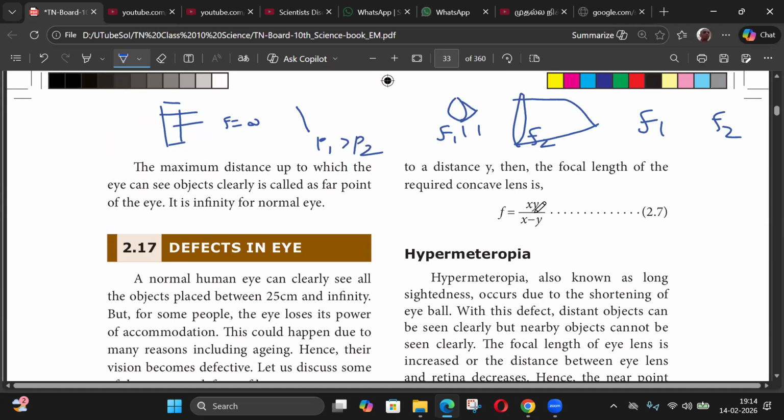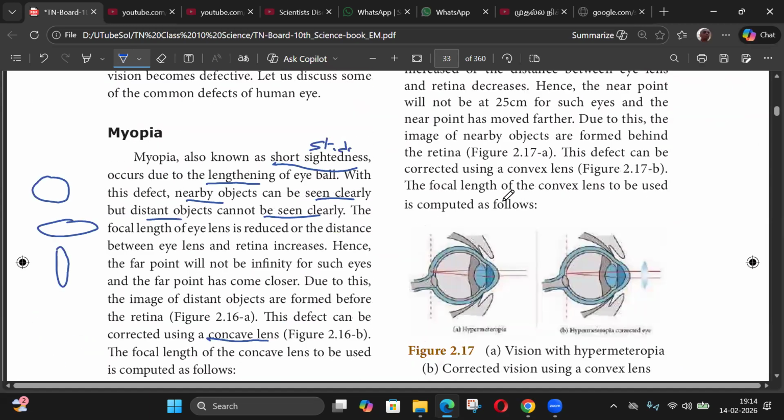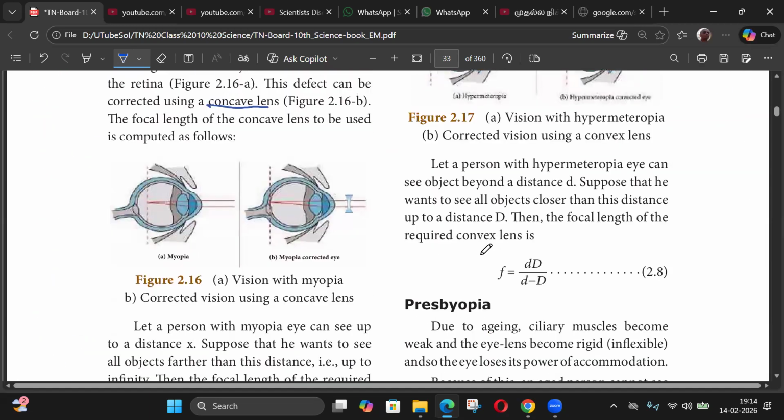This is basically the relation of 1 by v minus 1 by u equal to 1 by f. So that will come. So myopia calculated. So here, see, it's an elongated eyeball. So the image is forming here itself.